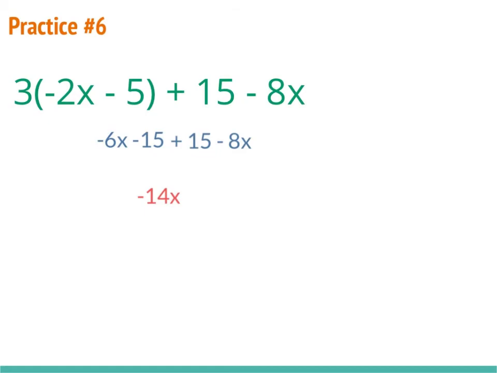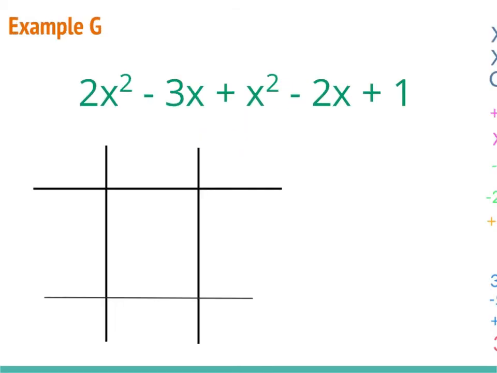All right, let's go on to the last example. Here we are at example G. It says 2x squared minus 3x plus x squared minus 2x plus 1. So again, let's take a look at our expression here. I've got my table set out for 3, but I only see one variable in x. However, since one of them is x squared, that cannot be combined with regular x.